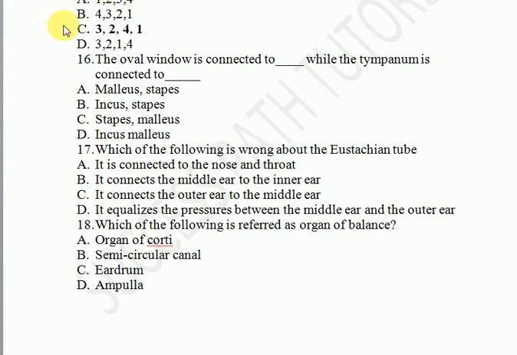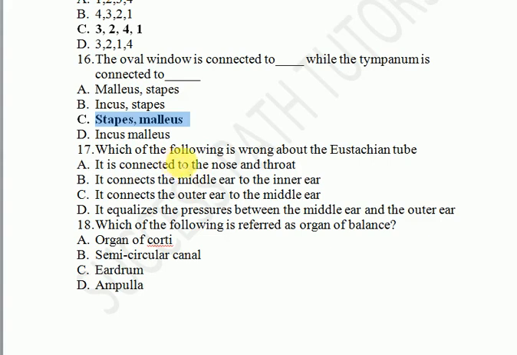I think I should make a correction on this 16. Initially what we have here was round window. It ought to be oval window. Alright, please take note of that. So the oval window is connected to the stapes, while the tympanum, which is otherwise called the eardrum, is connected to the malleus. So the answer to that will be stapes and malleus. Now, this was the one I was meant to answer initially before I took a break and made some corrections.